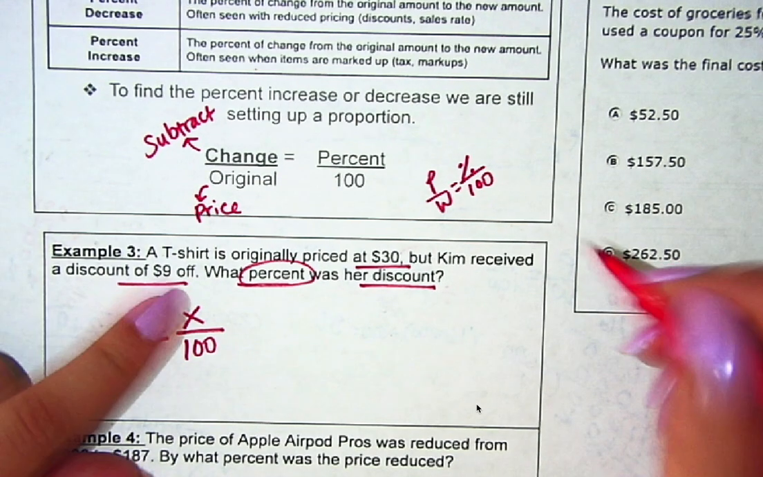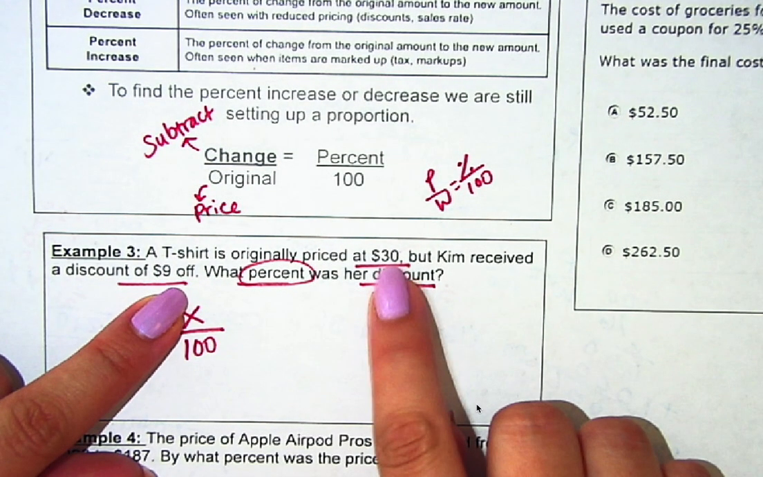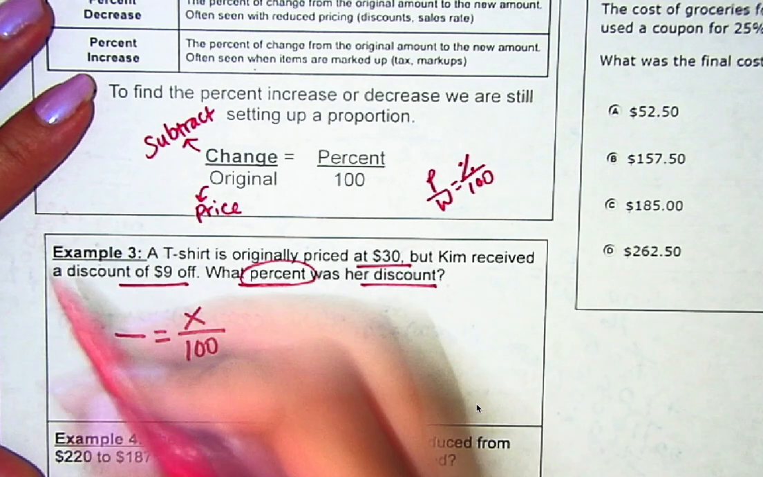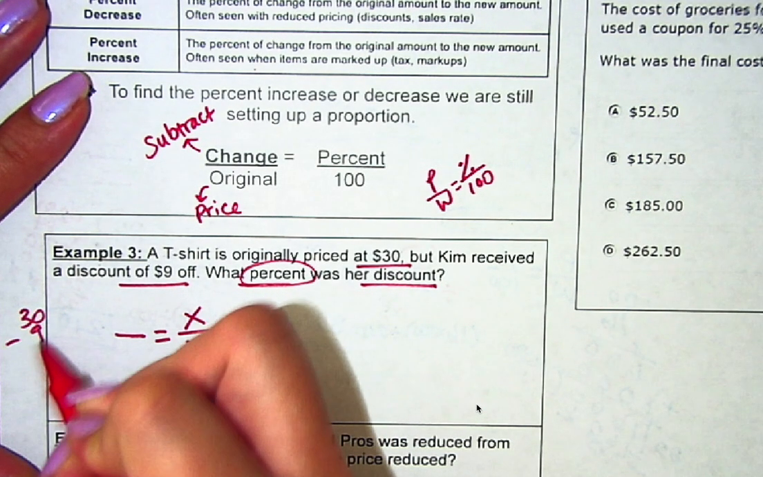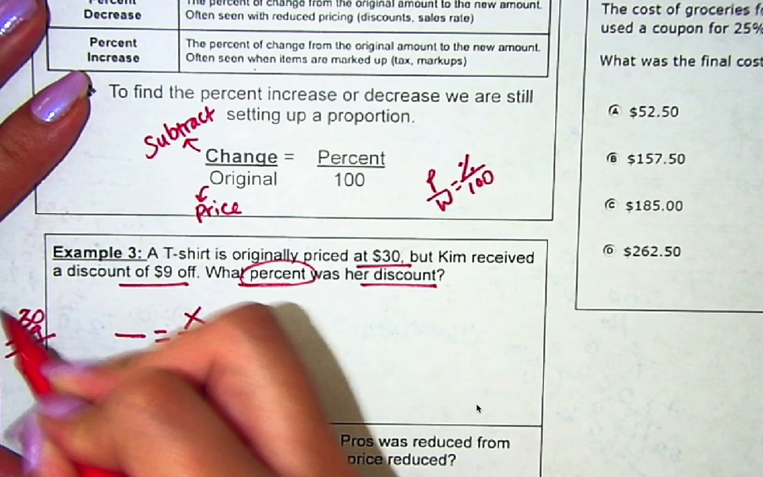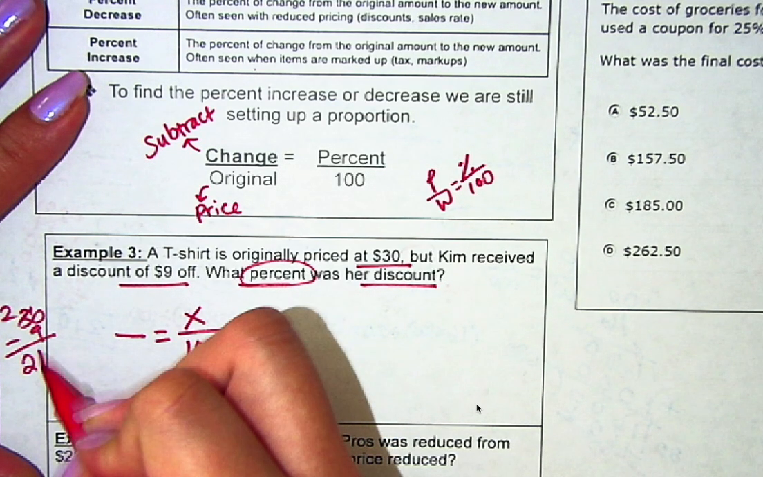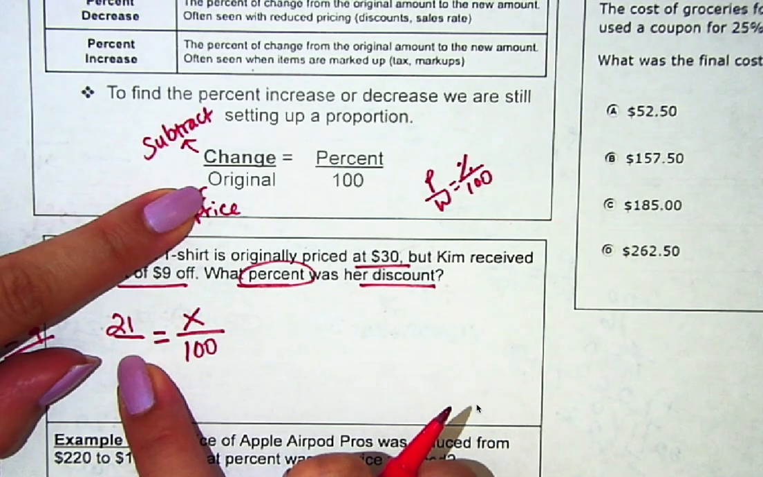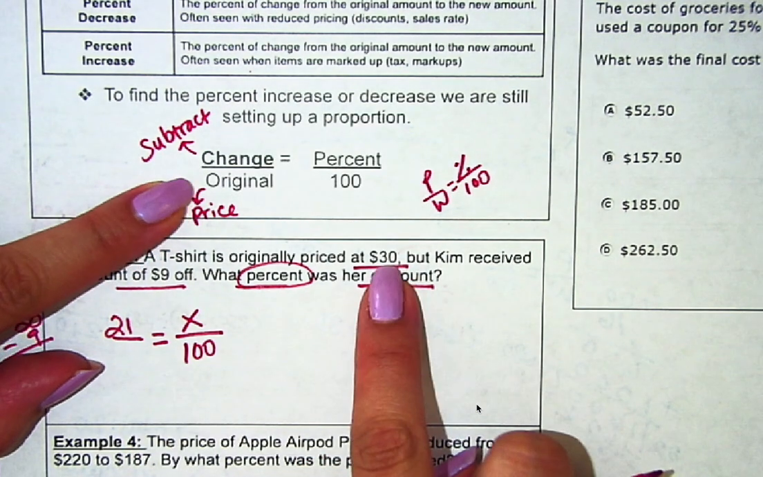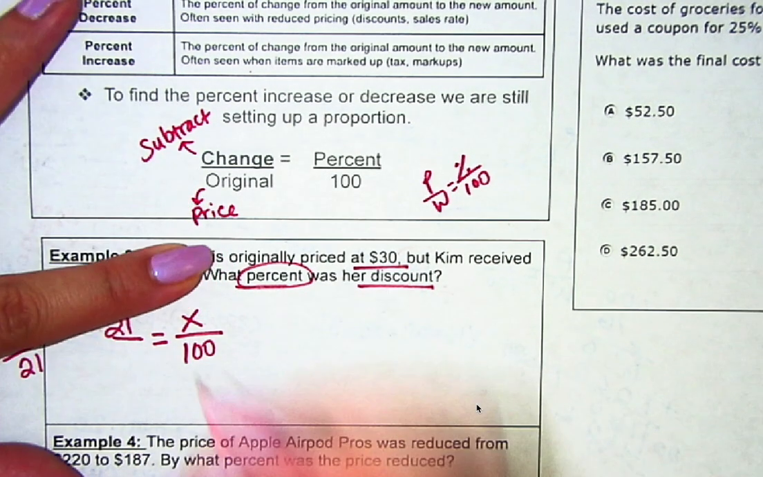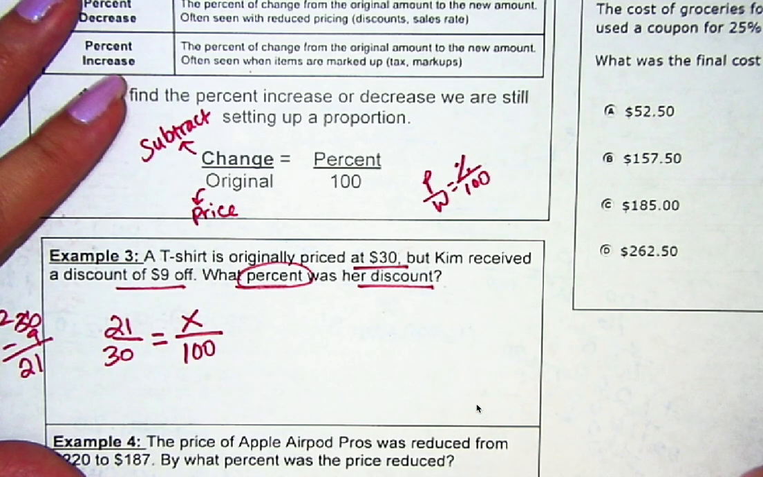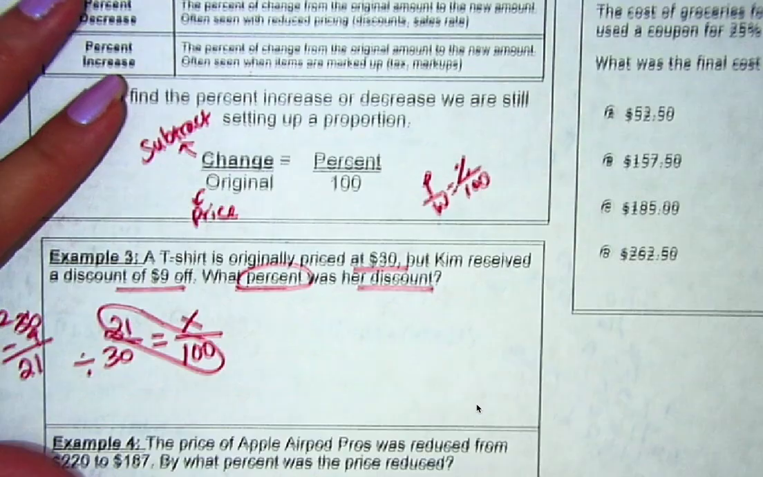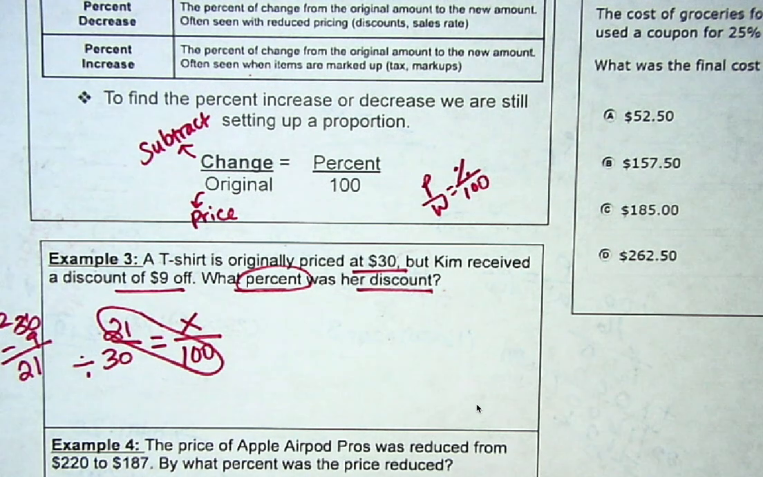So what I have to do is take my original price, which is $30, and subtract $9 from it. So 30 minus 9 gives me 21. Okay? 21 goes on top. And on the bottom is the original price. So the original price of the shirt is $30. Okay? Again, you are going to cross multiply and divide, and you're going to get your answer.